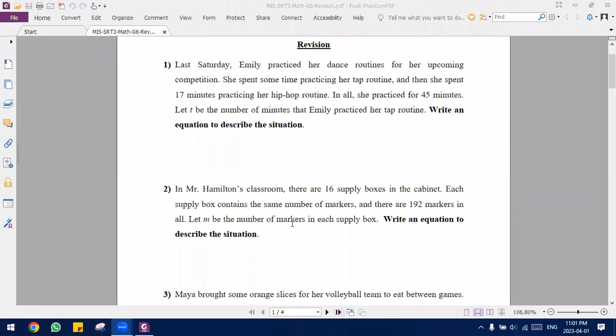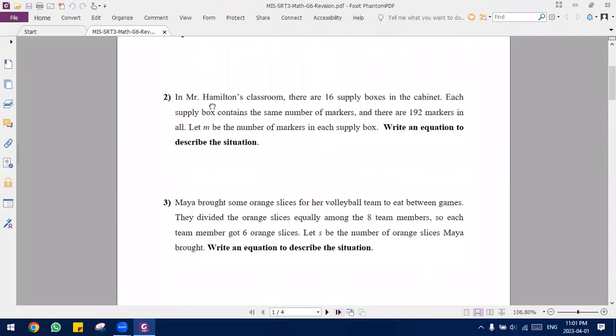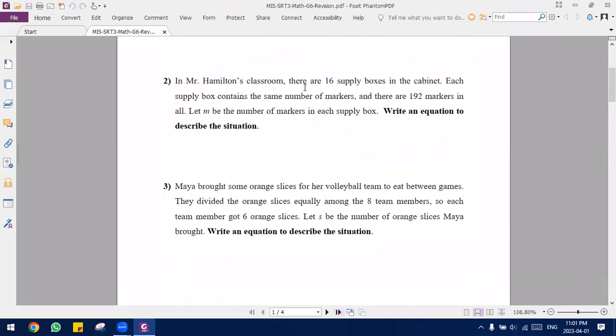Now, question number 2. In Mr. Hamilton's classroom, there are 16 supply boxes in the cabinet. So 16 boxes we have. Each supply box contains the same number of markers. And there are 192 markers in all. So this is the total, 192 markers. Now, let M be the number of markers in each supply box. Write an equation.